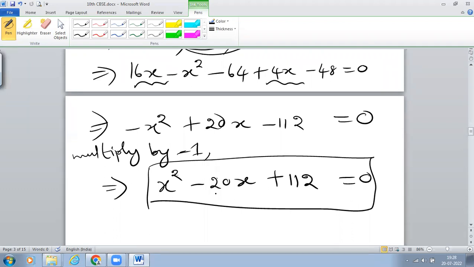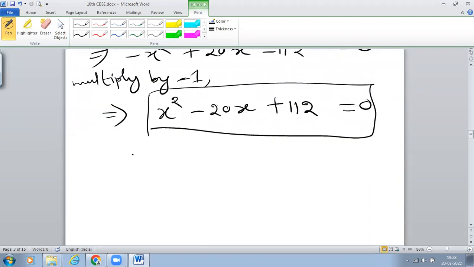Now we have to first check whether this condition is possible or not. To check this, you have to find the discriminant value. Before finding the discriminant, what is the value of a, b, c for this equation? What is a? 1. Yes, a means the coefficient of x square, that is 1.